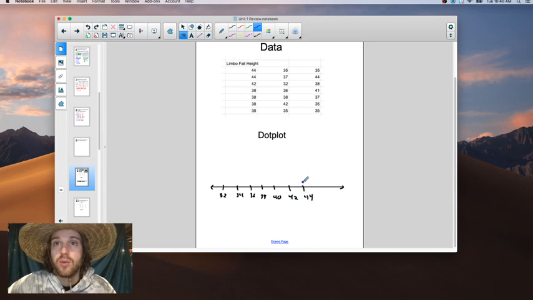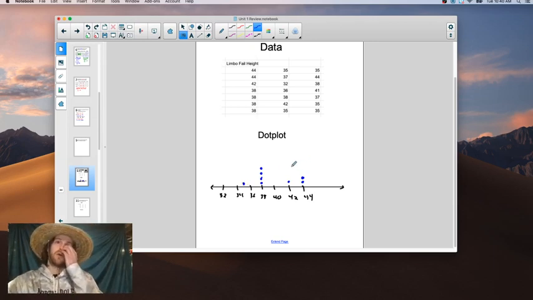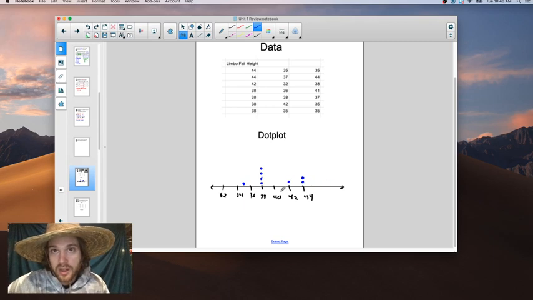We have one at 44, another one at 42, 42, 38, 38, 38, 38, 35. So you're just placing a dot over. You want to keep the first dots all in line so they're not being shifted. 35, 37, 32. Who is that? I think Luke did really well on this one.